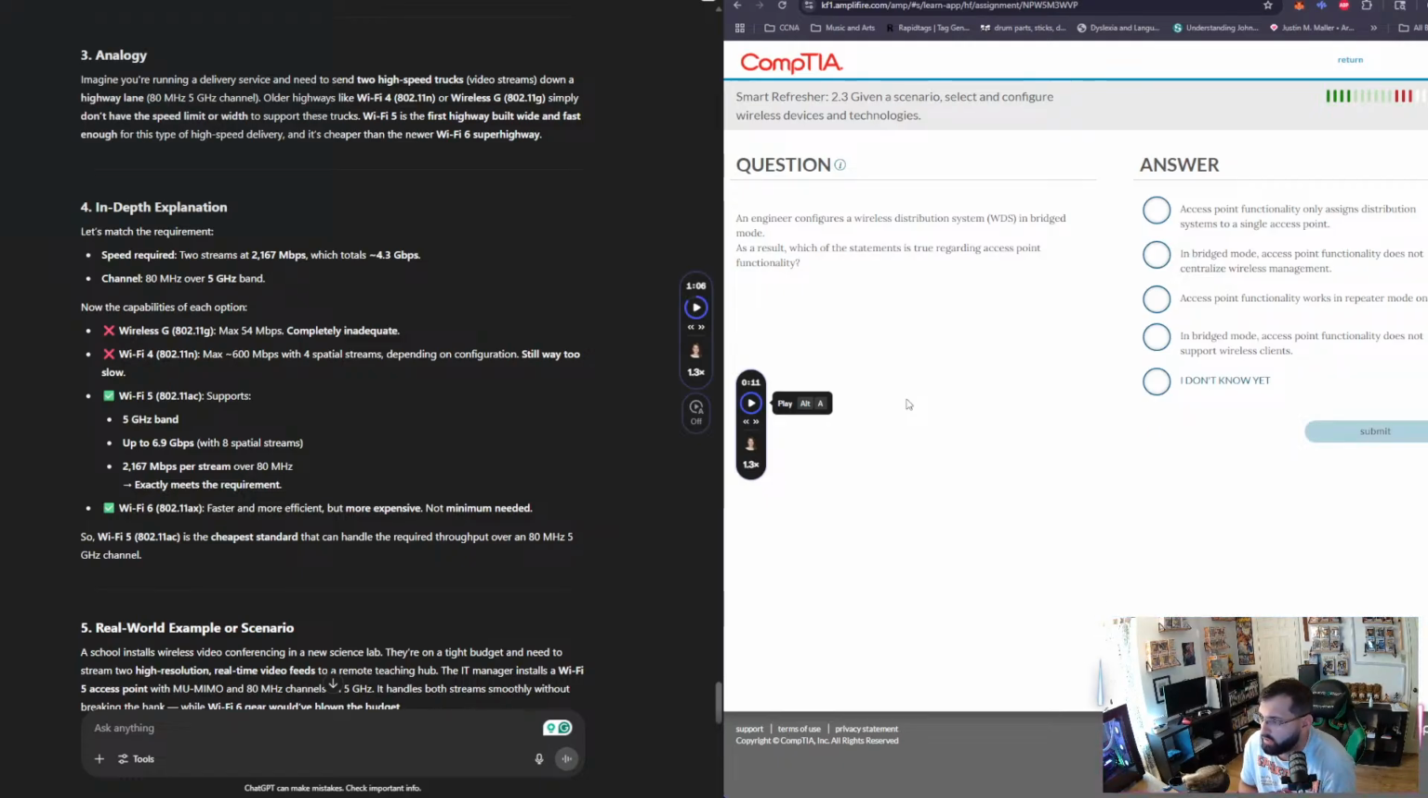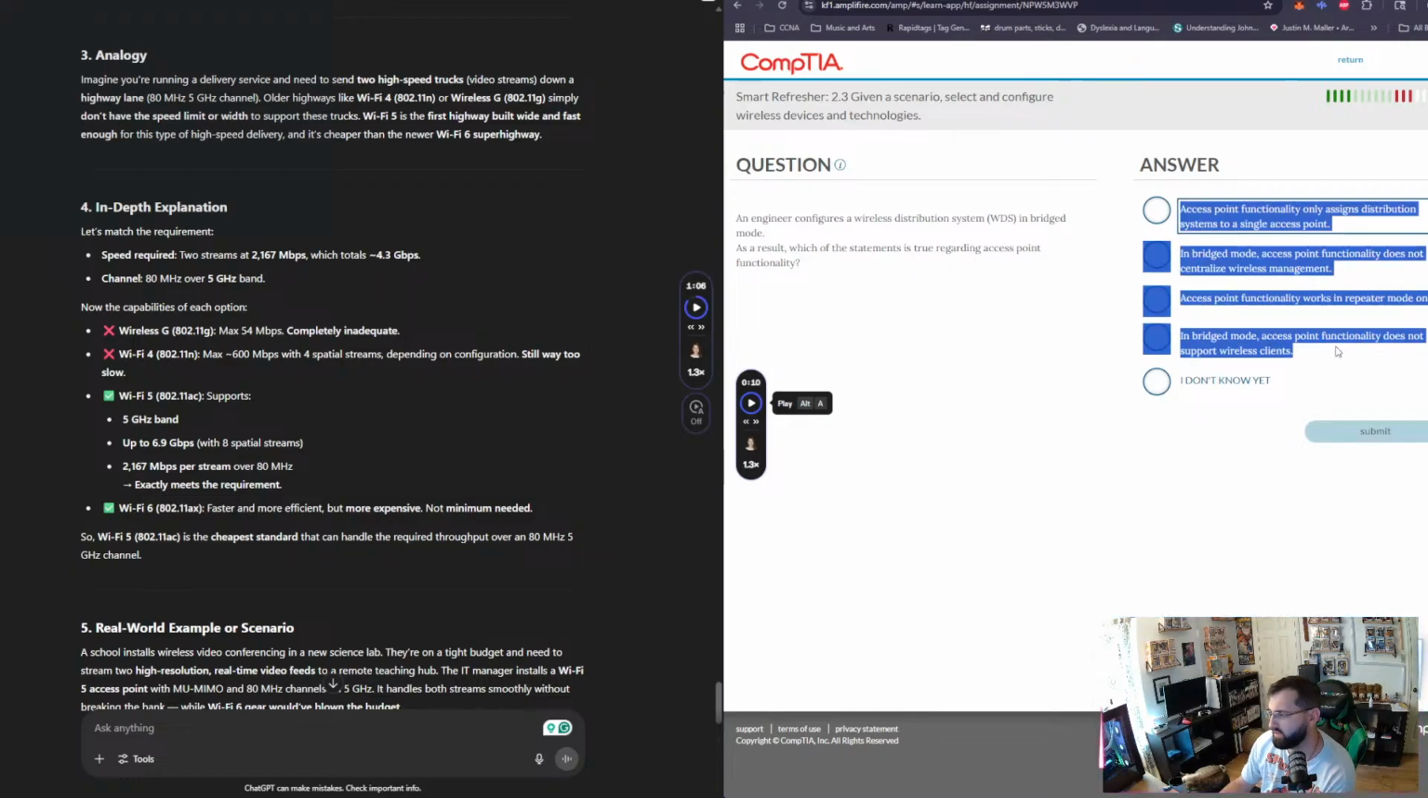Okay, an engineer configures a wireless distribution system, a WDS, in bridge mode, meaning that they're just connecting to each other. One's not acting as the DHCP server. They're just Wi-Fi. They're bridging the Wi-Fi together. As a result, which of the statements is true regarding access point functionality? Let's see what we got.